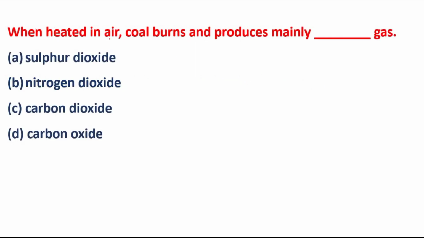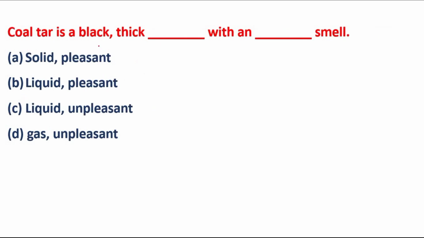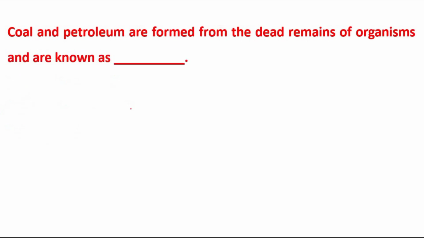When heated in air, coal burns and produces mainly carbon dioxide gas. Coal tar is a thick liquid with an unpleasant smell. See the options. Option C: coal tar is a black, thick liquid with an unpleasant smell. Option C is the correct answer for this question.